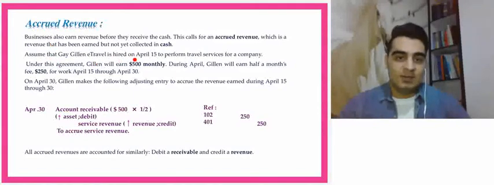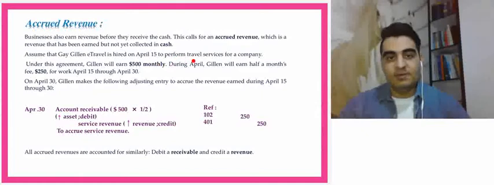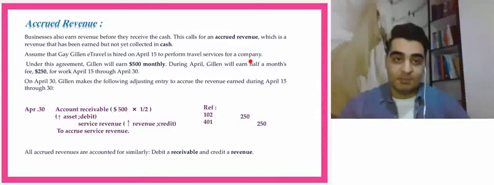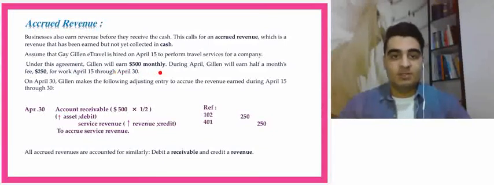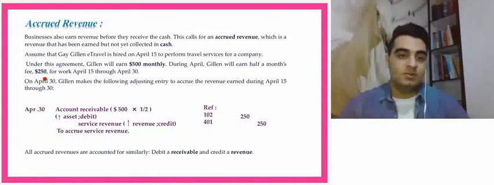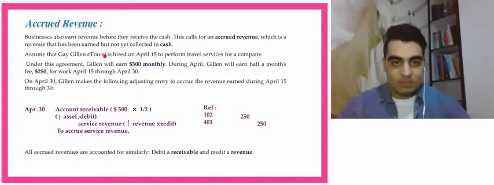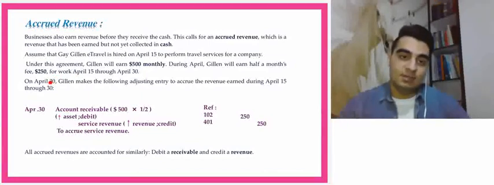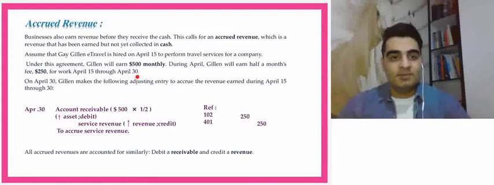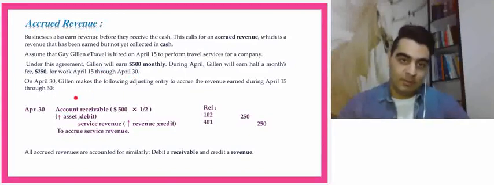So this example shows you better. Assume that Gillen eTravel is hired on April 15 to perform travel services for a company. Under this agreement, Gillen will earn $500 monthly. This is for a month. During April, Gillen will earn half of the month's fee, $250, because our agency, Gillen eTravel, was hired in the middle of the month. So only half of the fee is earned for work April 15 through April 30, only half of our month.